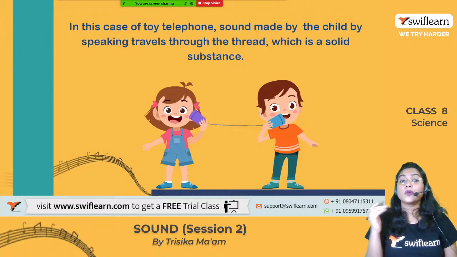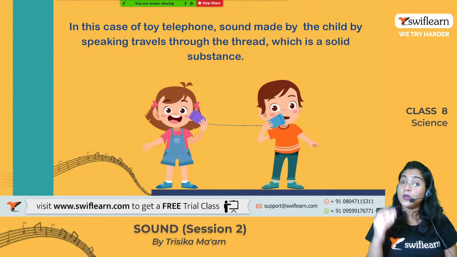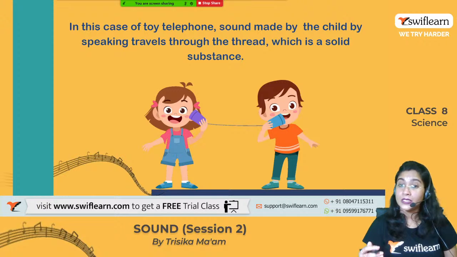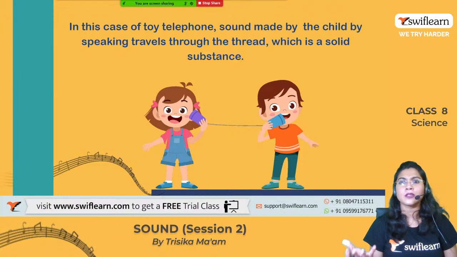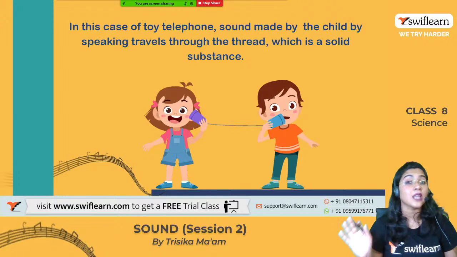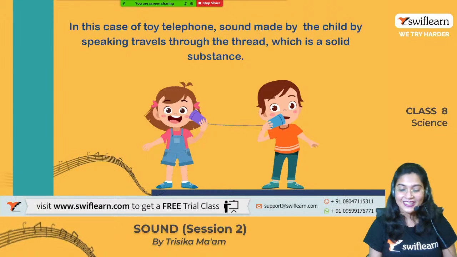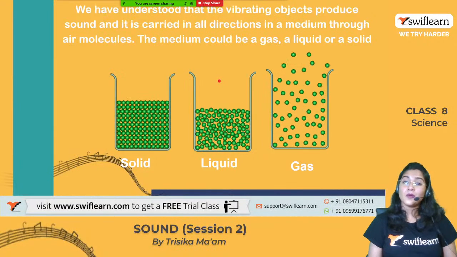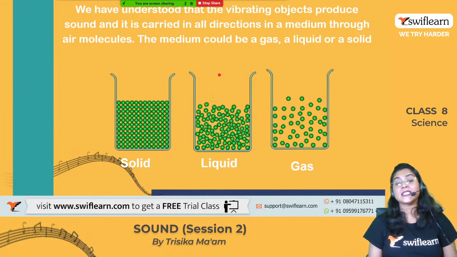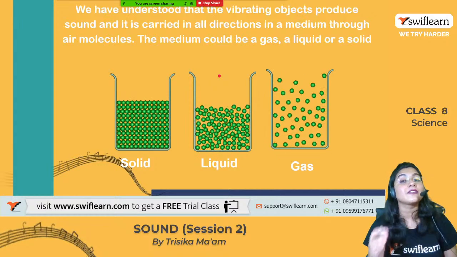So the sound is traveling only with the help of a medium, and if there is no air, no water or liquid, or no solid material, when it is totally vacuum, then the sound will not be able to travel and we will not be able to hear the sound. Okay, clear up to this much? Very good. Now let us see how the sound will travel in the different mediums.